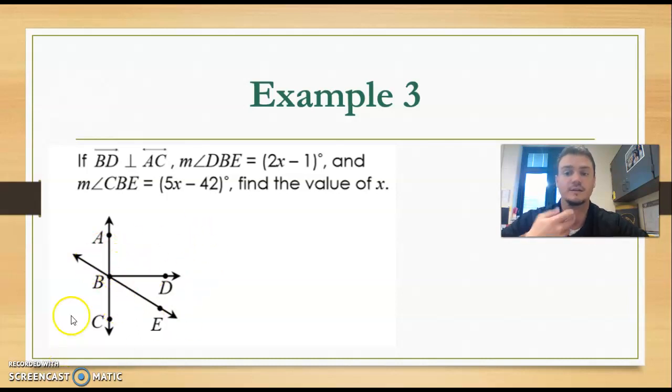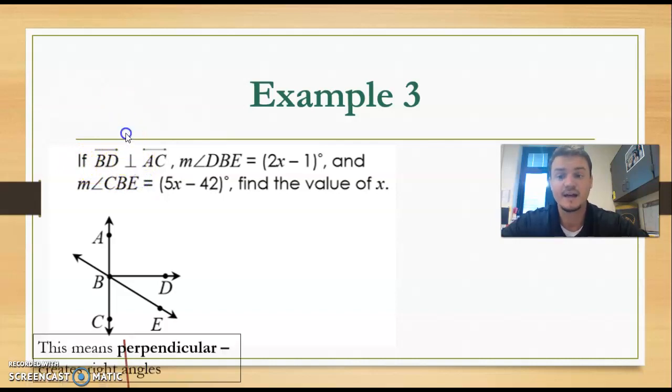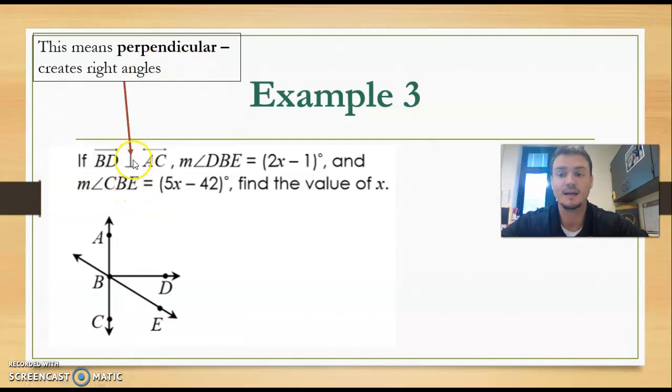We can start to incorporate these ideas into more complex diagrams like this. So in this example, we look at this symbol right here, the upside down T. This statement would read, if ray BD is perpendicular to, that's what this symbol means, so it creates right angles, AC, or line AC, then, disregarding the rest of it and just looking at this very first part, what it means is that these angles right here are right angles.